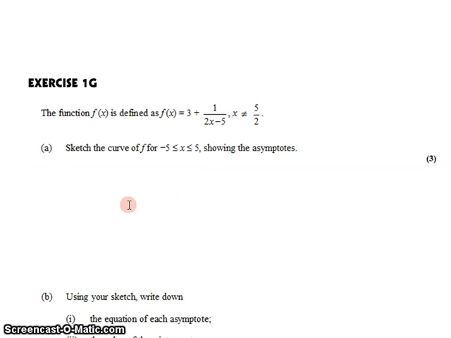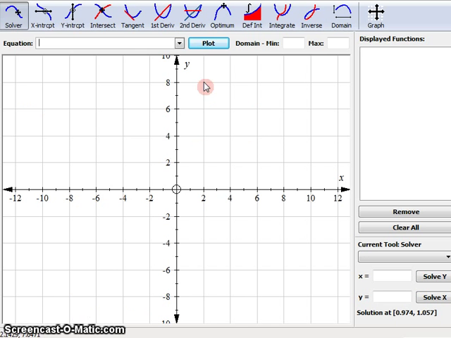So we're going to use the graphing package to sketch the curve of f on the domain -5 to 5, showing the asymptotes. Okay, so let's get the graphing package out and enter the function. The function was y equals 3 plus the quantity 1 divided by 2x take 5. And we've got to put all our brackets in. There we go.